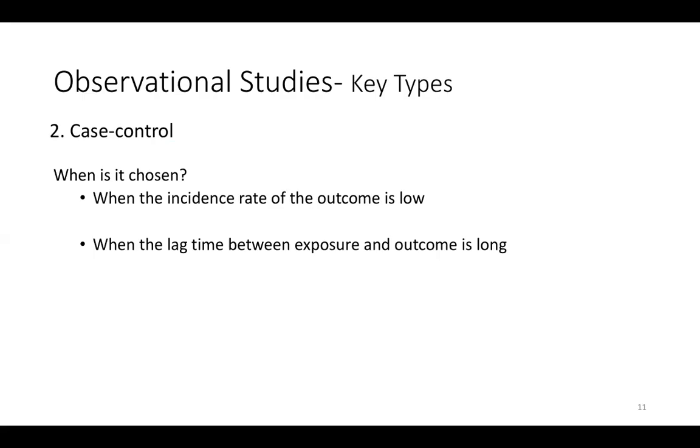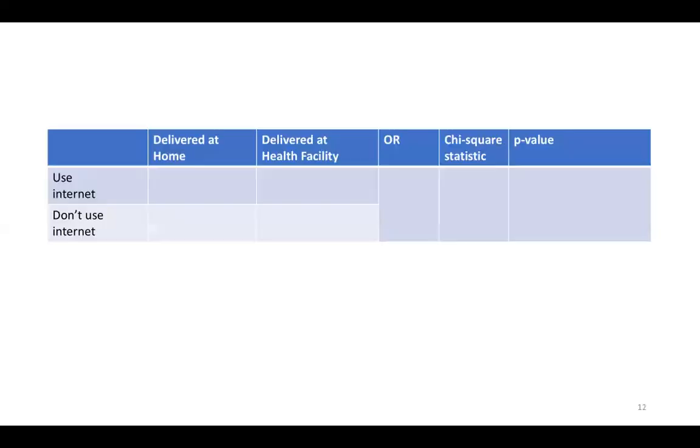When the incidence is low, if we wait and see whether the incidence will occur or not, it may never occur, making it impossible to study. Let's look at the same example. Say home delivery rates were very low in a particular setting. For example, in the cities of Nepal or in settings around Kathmandu Valley, at present.